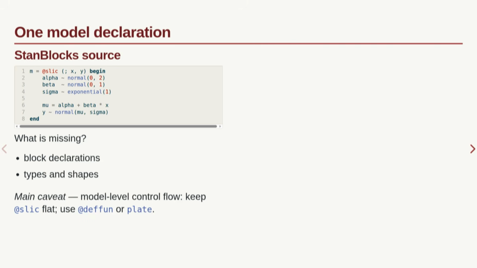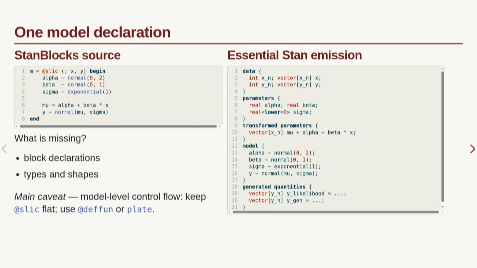So use whatever control flow you want, but I disallow it in the model declarations surface, basically, right? And then basically, that's again the Stan code emitted from the first example, just a little bit more exhaustive, right? So now you see the data up top, and then StanBlocks actually also gives you ways to compute these common things that you want from your model, like the point-wise likelihood, or to generate predictions.